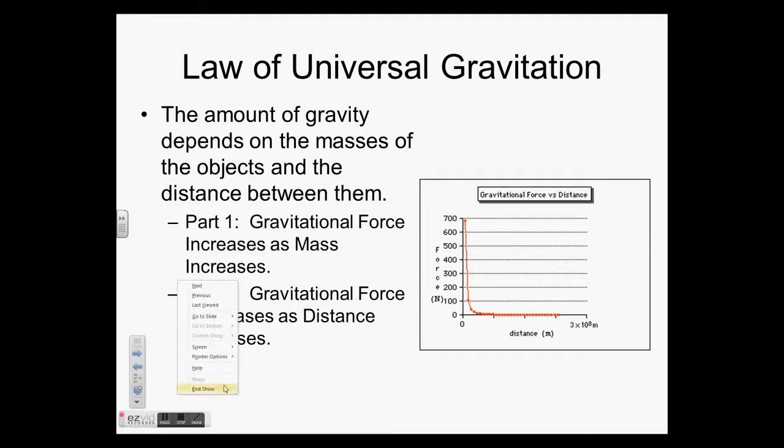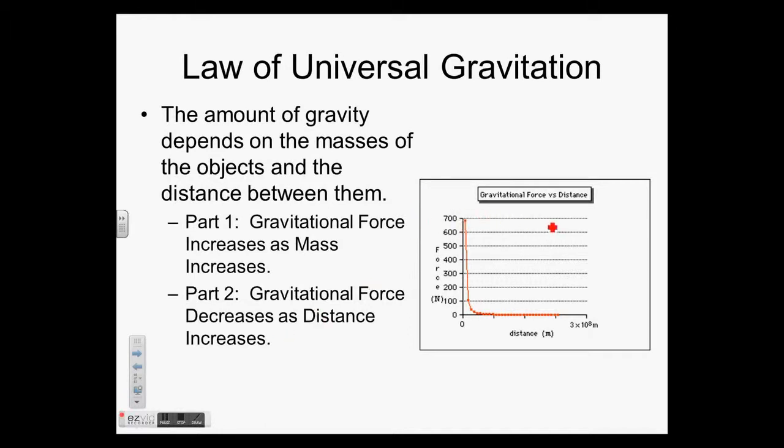The amount of gravity depends on the masses of the objects and the distance between them. So you can see part 1, gravitational force increases as mass increases. Okay, that just makes sense. The bigger the mass, the bigger the gravity. The Earth has a bigger mass than I do, so it has bigger gravity. Easy. Part 2 also makes sense. Gravitational force decreases as distance increases. So the farther apart the objects are, the less gravity. The closer they are together, the more gravity. Okay, it should just make sense.